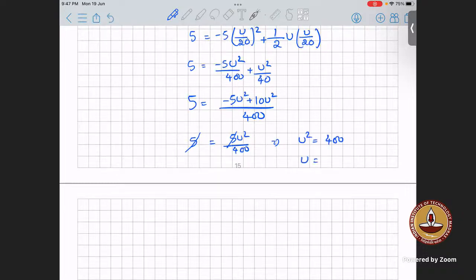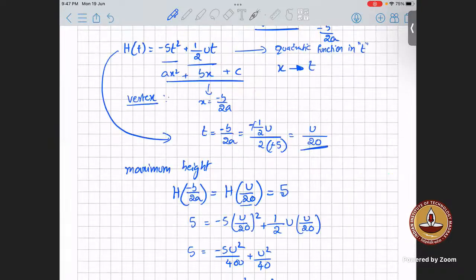u equal to root of 400, that equal to 20 meters per second. Okay, agree? Yes, sir. That is the answer. u equal to 20 is the answer.